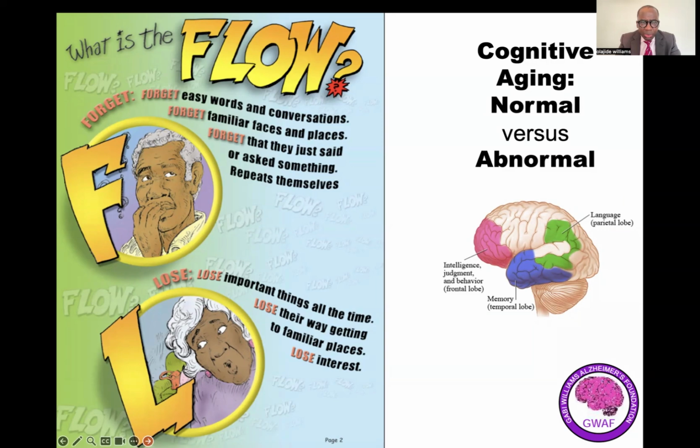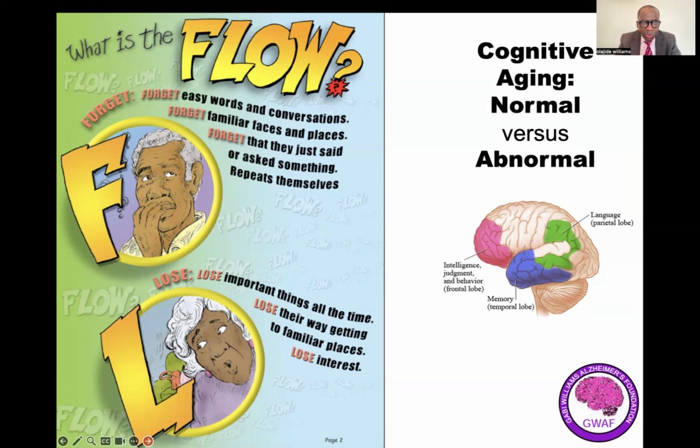For dementia, we like to promote the use of a mnemonic by the name of FLOW, F-L-O-W. This mnemonic can help you recognize Alzheimer's disease if it is occurring in a loved one, and it can also help you distinguish these symptoms from normal aging.